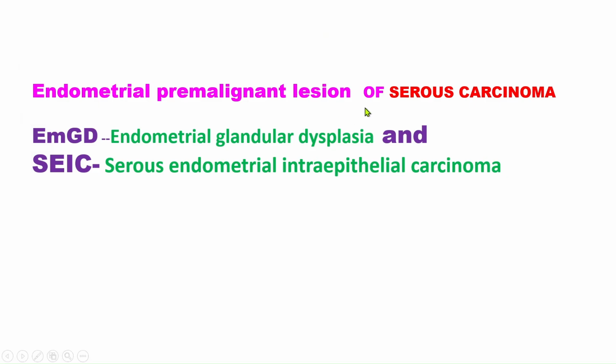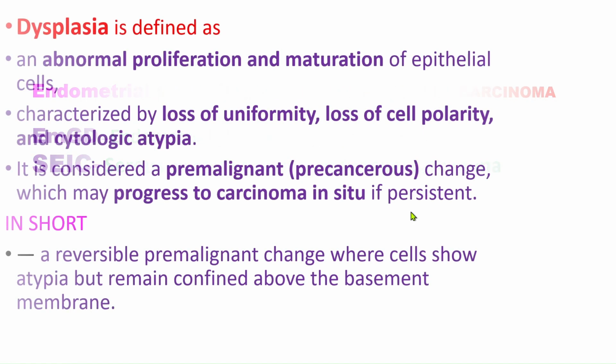So, these are the precursor lesions of serous endometrial carcinoma. Now, endometrial glandular dysplasia converts into serous endometrial intraepithelial carcinoma, and ultimately it converts into serous endometrial carcinoma. So, these are the spectrum of lesions.